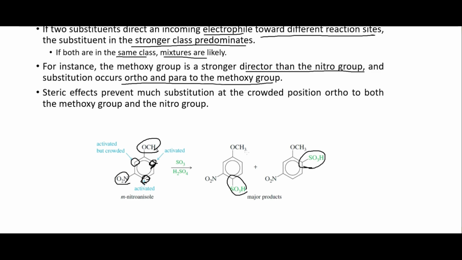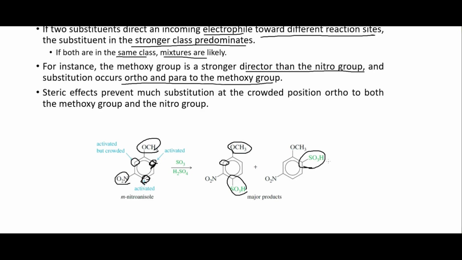And again, that's because this methoxy group is our ortho-para director and it's going to predominate. So the products are going to be adding it ortho or para to that group right there. Again, this carbon is sterically hindered, so that one is a lot less likely to get added to.